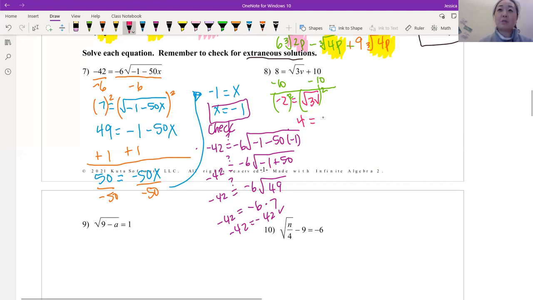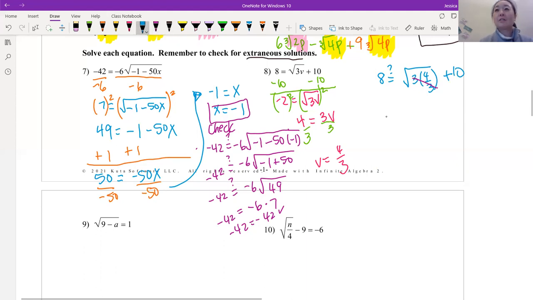So the square root and the square cancel out, so it's just 3v. And then you are going to divide both sides by 3. So your v should equal 4/3. I'm not going to box that yet, though, because we're going to see if it works. And you're like, fractions? Okay, it's not terrible. So is 8 equal to the square root of 3 times 4/3 plus 10? And if you notice, happy days, the 3's cancel out. So we didn't have to worry about it.